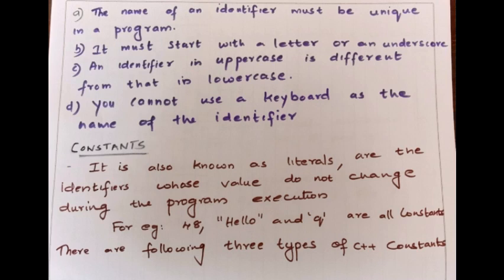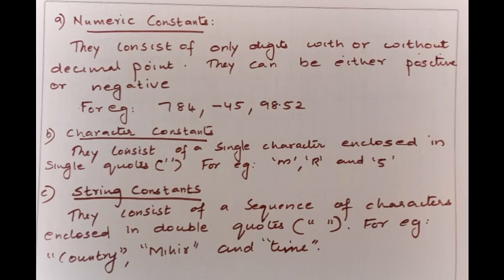Next we are going to learn about constants. Next element in C++ is constant. What are constants? Constants are also known as literals. What is another name for constant? Literals. And literals are the identifiers whose value does not change during the program execution. Value is fixed. You cannot change the value. So they are known as constants. Okay, for example, 48, hello, q, all are constants.